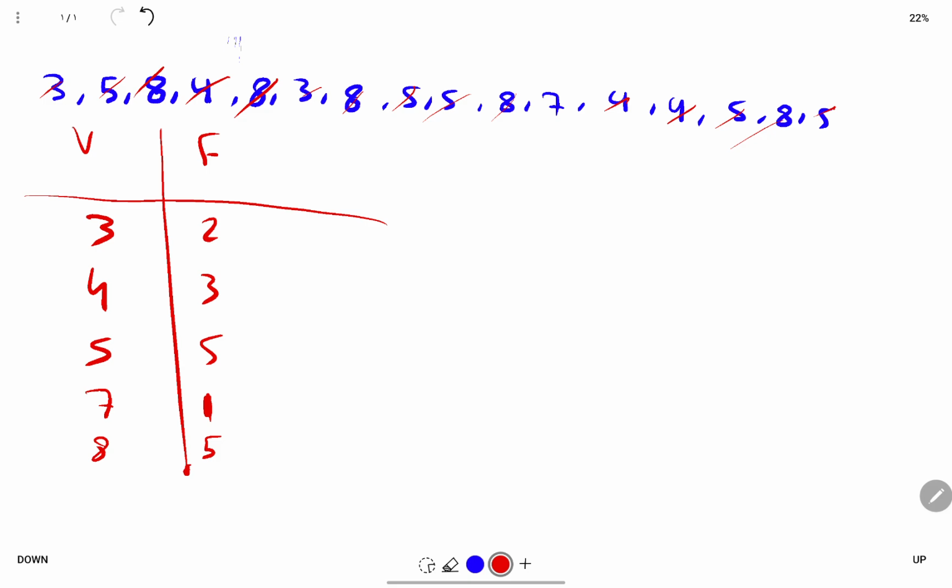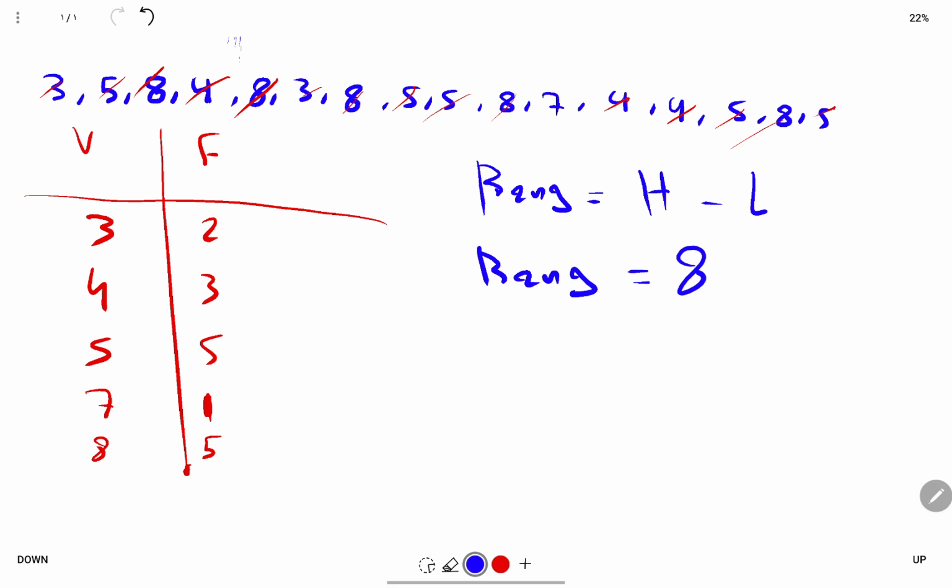Now, how we can use this table to calculate the mean, the median, the mode, and the range. So first, let's start with the range. The range is equal to the highest number minus the lowest number. The highest number is 8 minus 3, so the range is equal to 5.